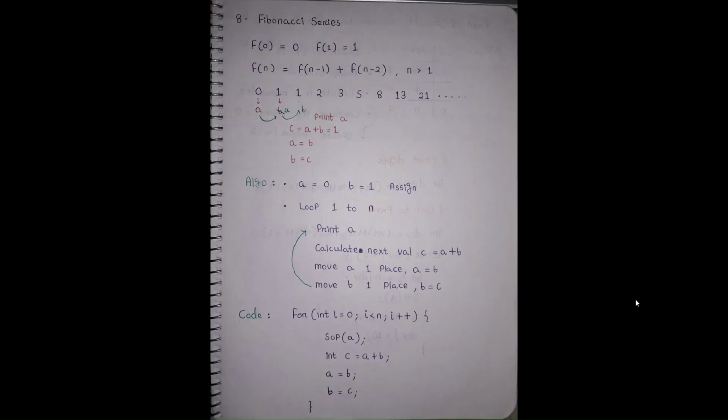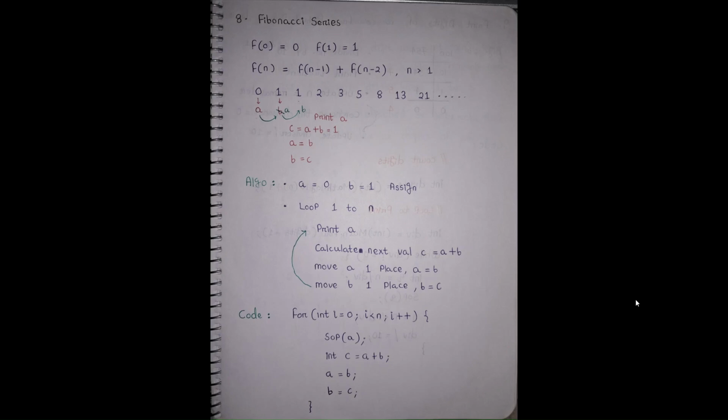In this video, we are going to start another problem in our DC series, which is the Fibonacci series. I think everyone must be aware of this Fibonacci series. The nth term in the Fibonacci series is given by the sum of its previous two terms in the particular series.